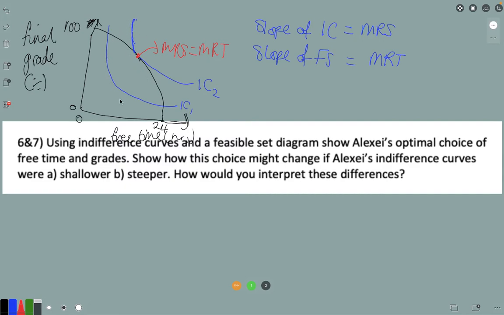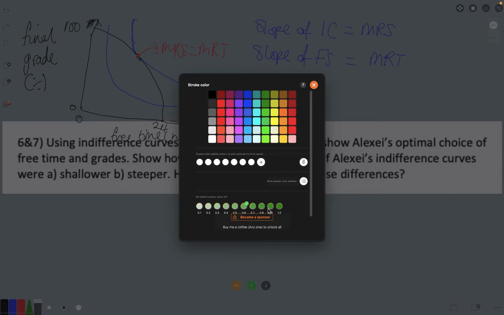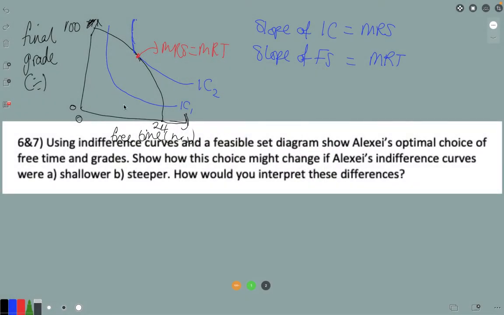Now, I've just drawn these indifference curves arbitrarily. I could have drawn them slightly different. Maybe I'll use a green colour. I drew it looking like this, but I could have drawn it shallower. Let's take this IC1, I could have drawn it like that. So that's a shallower indifference curve, and I'm going to call that IC1 star. Again, this isn't optimal. Where this would be optimal is where this indifference curve is tangential to this feasible set.